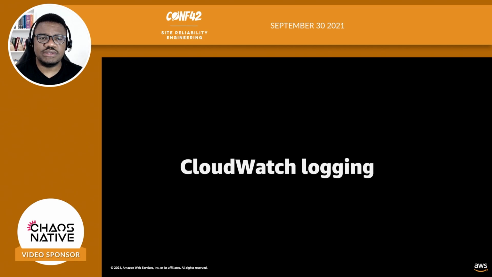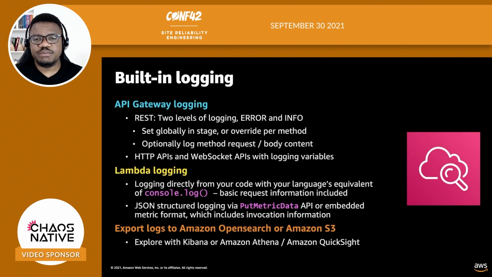So let's look at logging. Logging is one of the key pillars of observability, and we have a number of built-in logging mechanisms for customers across the various services. For API Gateway, we support 2 levels of logging, error and info, and you can set this globally in stage, or you can override it on a per method basis. For HTTP APIs and also WebSocket APIs, we allow customers to use logging variables as well. We also provide capabilities for customers to enable logging within their Lambda function.